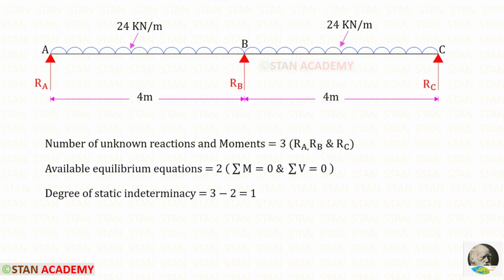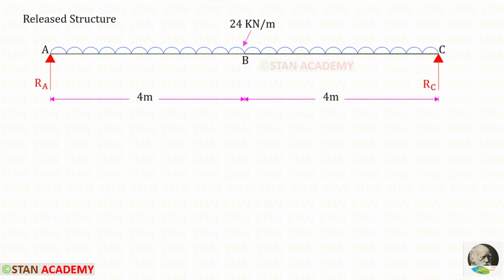Now let us find the degree of static indeterminacy. In this beam, the number of unknown reactions and movements is 3. There are only 3 vertical reactions, RA, RB and RC. The available equilibrium equations are 2. The degree of static indeterminacy will be 3 minus 2, so it will be 1. To make this beam statically determinate, let us release RB. We have removed RB. Now this is a simply supported beam and it is statically determinate.